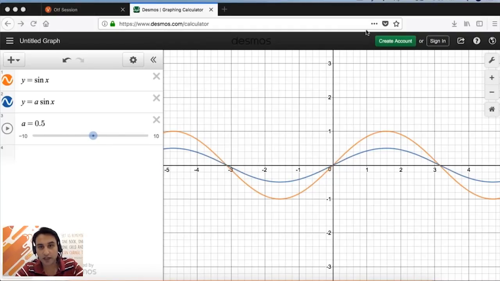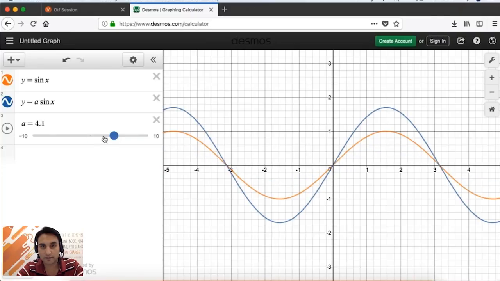As if somebody took the air out. Had this orange graph been a balloon of some sort, if you take the air out, it will be the case of this when a is a fractional value. And if you fill the air, it is the case of when a is greater than 1. So this is the case.